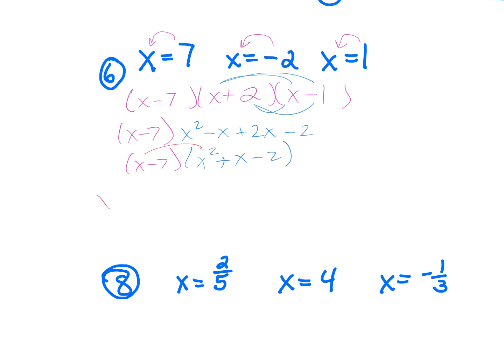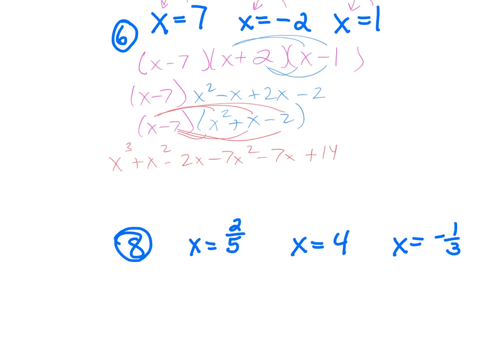X times x squared is x cubed. X times x is x squared. X times negative 2 is minus 2x. Negative 7 and x squared is minus 7x squared. Negative 7 and x is minus 7x. And negative 7 and negative 2 is plus 14.